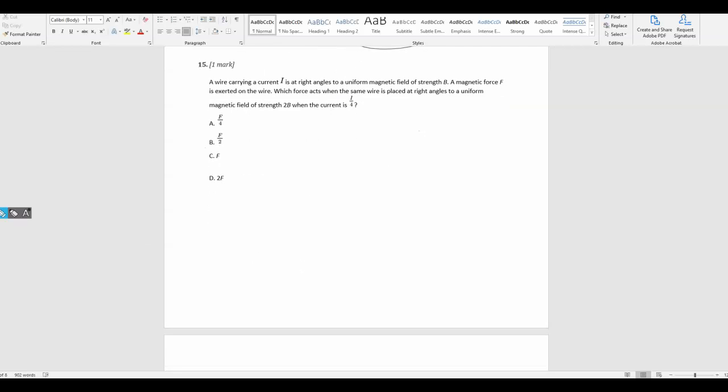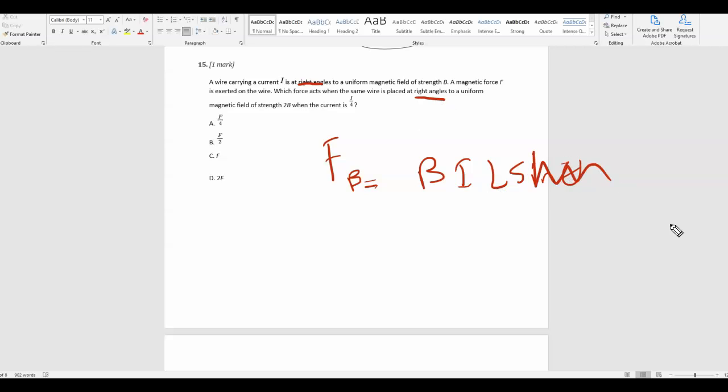A wire carrying a current I is at right angles to a uniform magnetic field of strength B. A magnetic force F is exerted on the wire. Which force acts when the same wire is placed at right angles to a uniform magnetic field of strength 2B when the current is I over 4? So we've seen questions like this before. This is just like one of those math questions where it's like, if this thing changes, how does this other thing change? And in both situations, the angle is 90 degrees, so sine 90 is 1, so we don't even care about that.